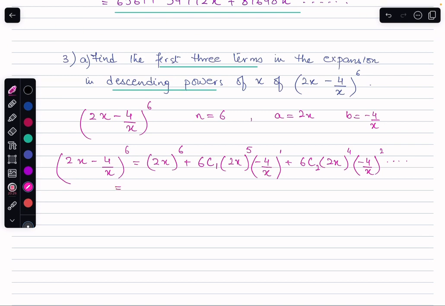So (2x) to the power 6 shall be equal to 64x to the power 6, plus 6 times 2 to the power 5, that will give me 32x to the power 5, into negative. So I know that the second term had to be negative, so it was a negative here, and then it's 4 divided by x. And then 6C2. So 6C2 is going to be 15 into 2 to the power 4, which is 16 here, x to the power 4, negative 4 the whole square becomes positive, giving me 16, and this is x square.